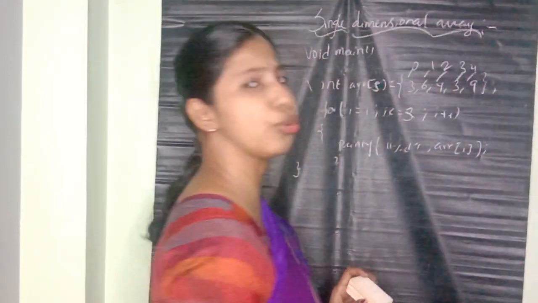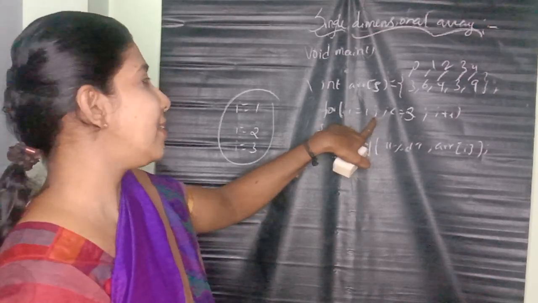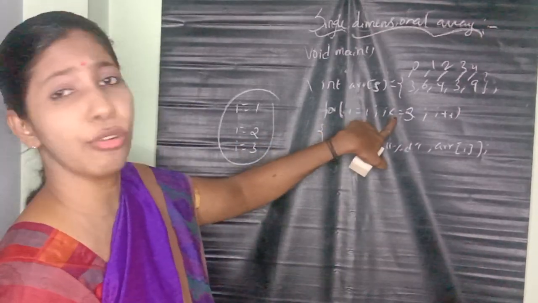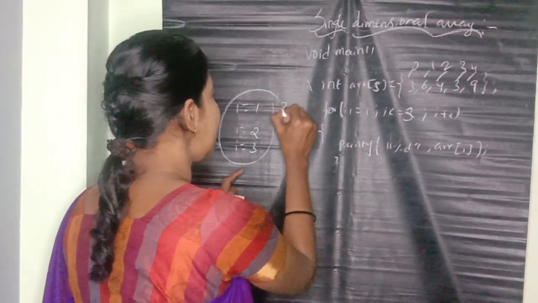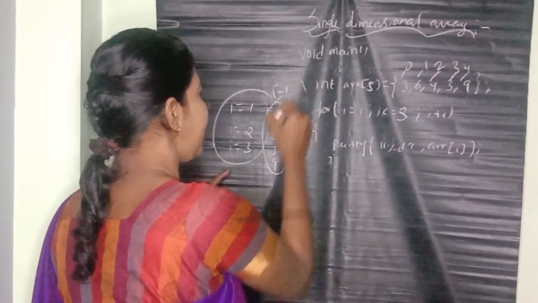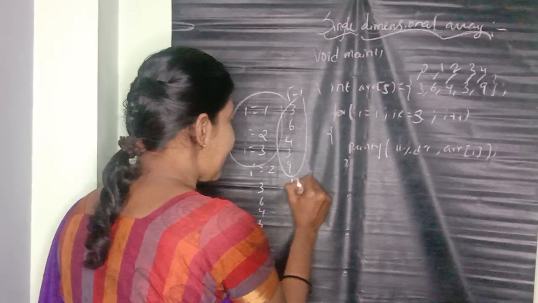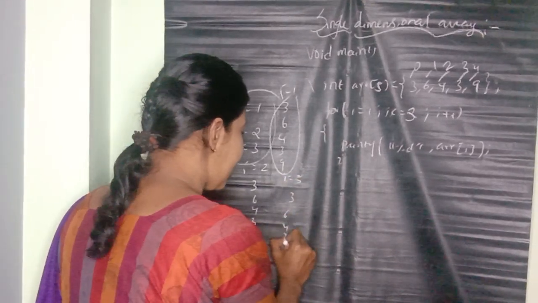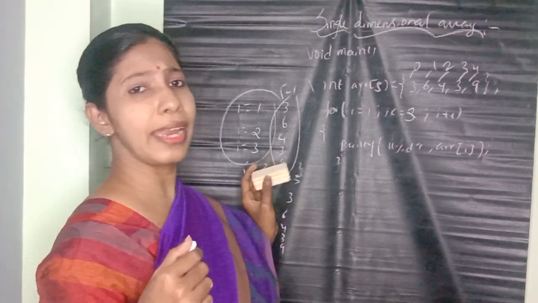Next we will see the two-dimensional array. But what is I here? I is equal to 1, 2 and 3. 3 is less than or equal to 3, so the condition is true and 3 also will get executed. Array values 3, 6, 4, 3, 9 are printed when I is equal to 1, again when I is equal to 2, and again when I is equal to 3. So 3 times it prints the array values.